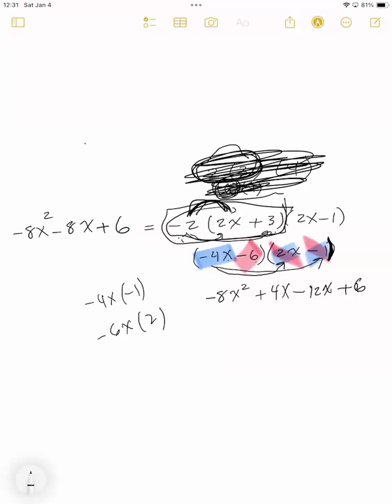Then I'm going to look for like terms. Positive 4x and minus 12x are like terms. This is like saying I borrowed 12 x's. I returned 4 of those. How many do I owe? Because one number is positive, one number is negative, you end up subtracting 4 from 12. 12 is bigger and 12 is negative. So the answer is minus 8x plus 6.